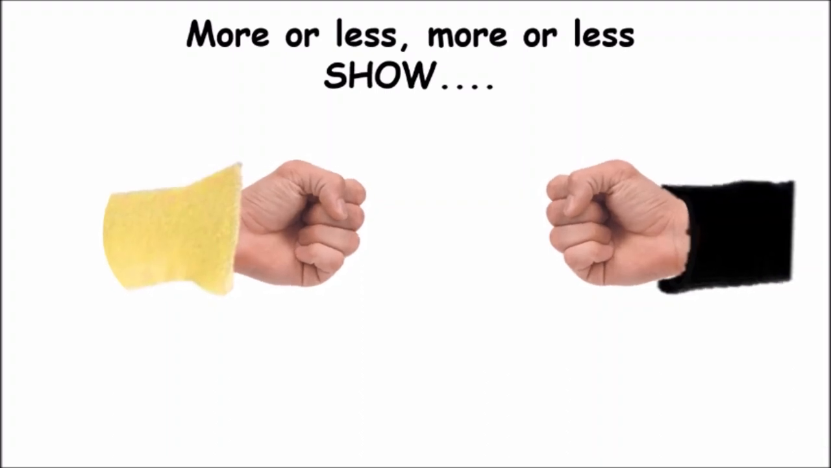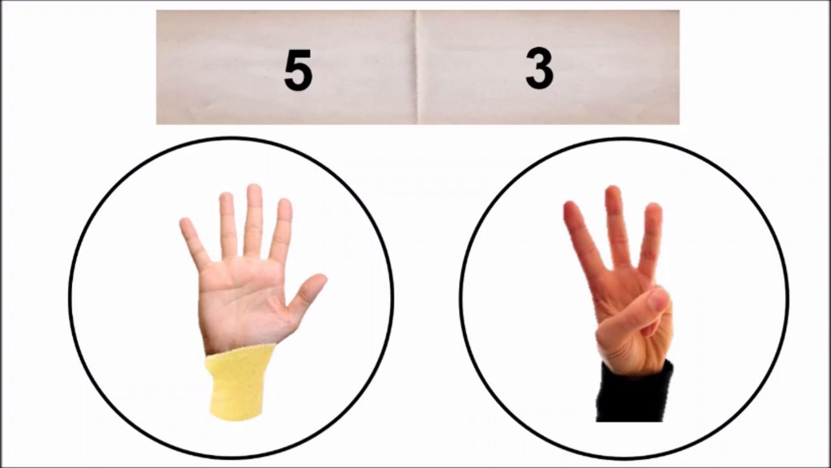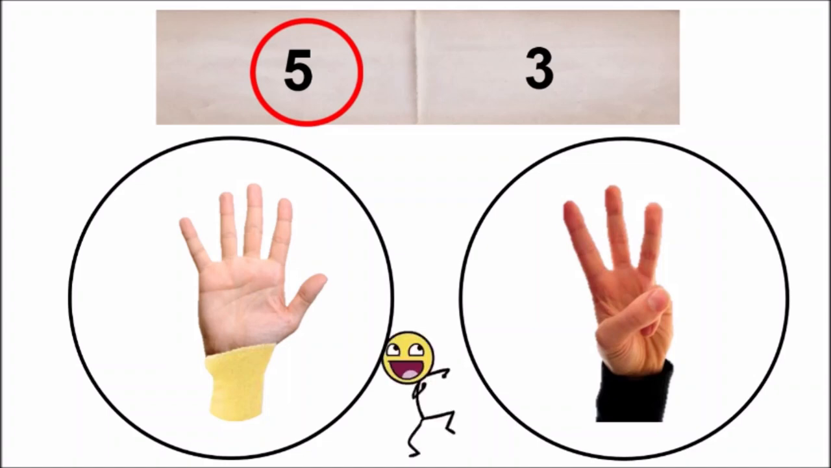More or less, more or less. Show. Children, 5 fingers are more or 3 fingers are more? Tell me fast. Oh, my circle is here. Where will my circle go? 5? 3? Which number is more, children? Yes, 5 is more. And if you have circled number 5, then it is time for a celebration dance. So dance with me.